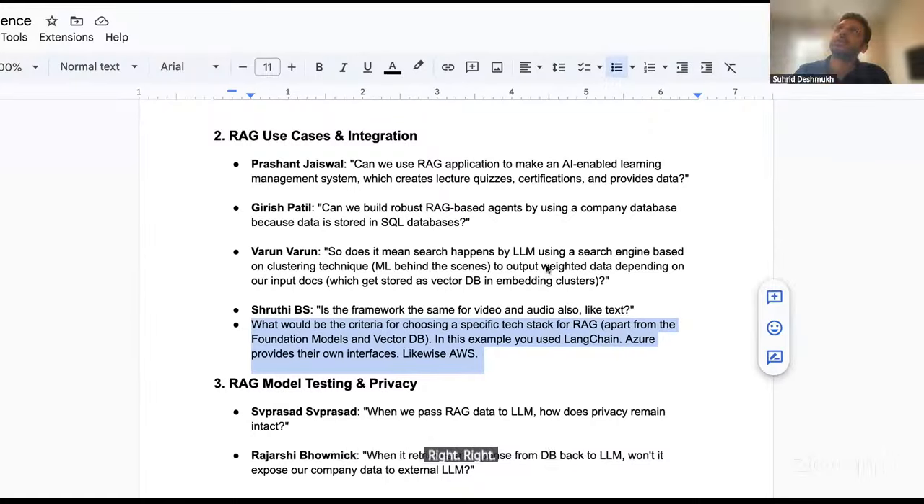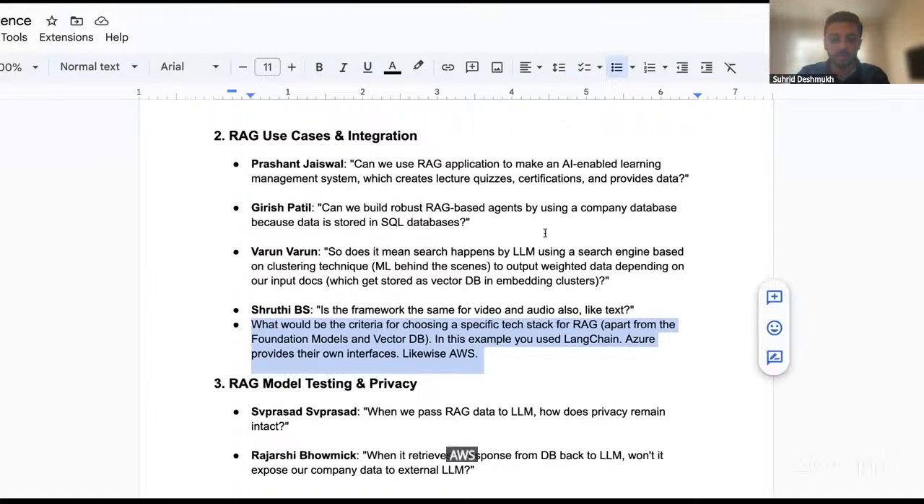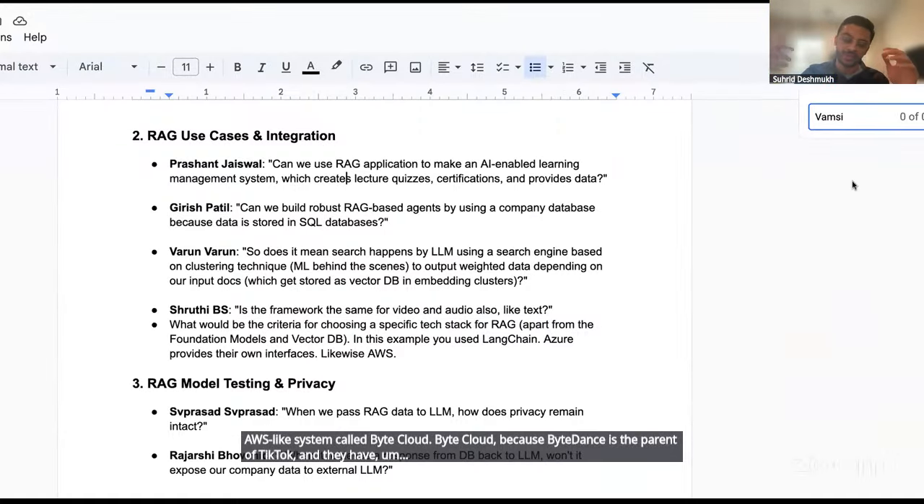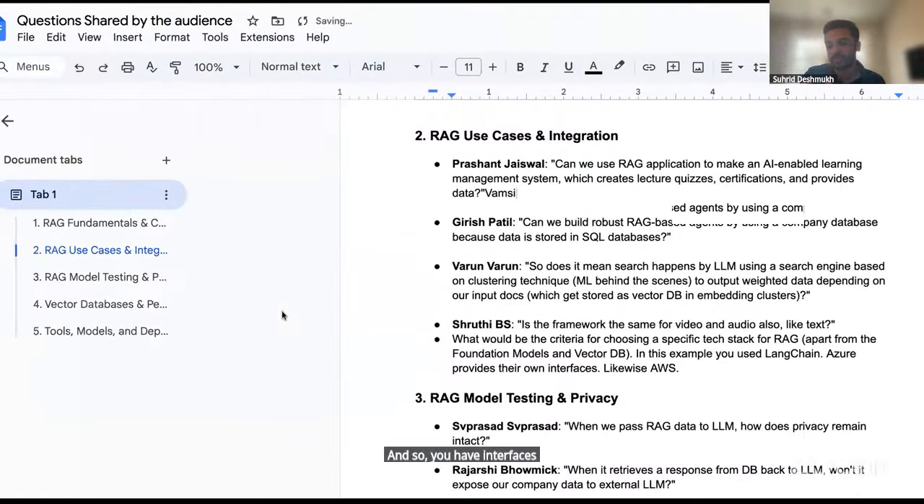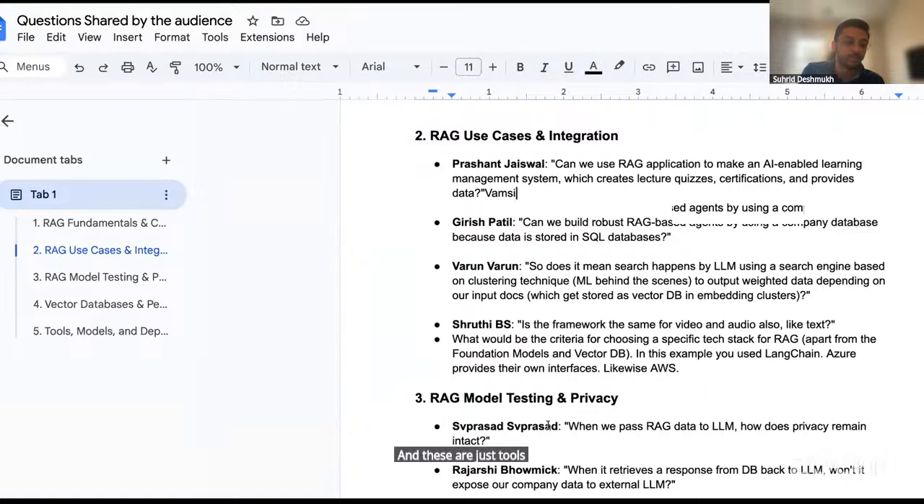Right. So it is very heavily dependent on the context of your company. For example, at TikTok, they have their own AWS-like system called ByteCloud because ByteDance is the parent of TikTok, and ByteCloud is the same thing as AWS but designed by ByteDance. And so you have interfaces where you can host LangChain based models in ByteCloud. They have their own LLMs as well, and these are just tools to achieve a particular task.